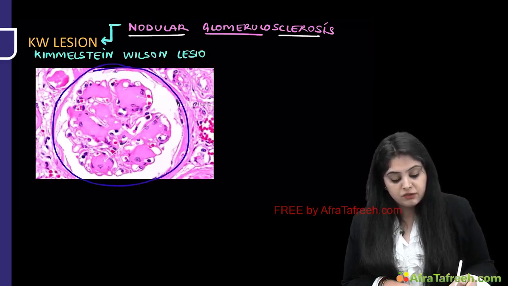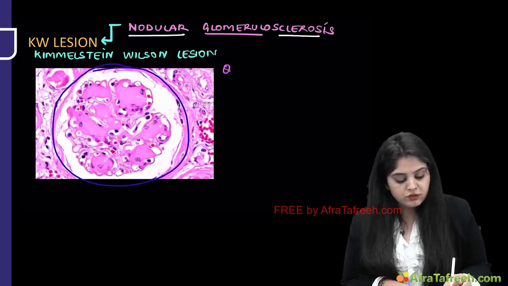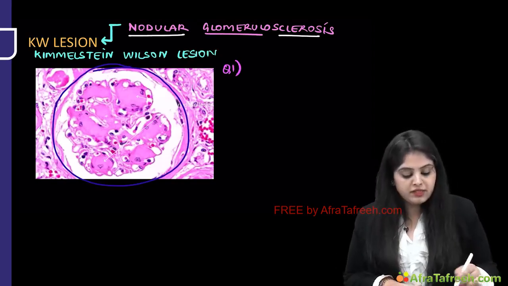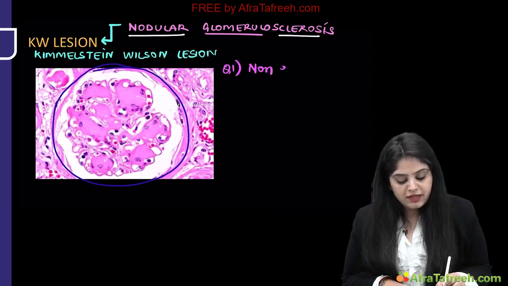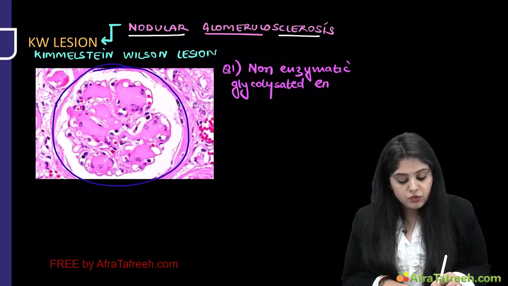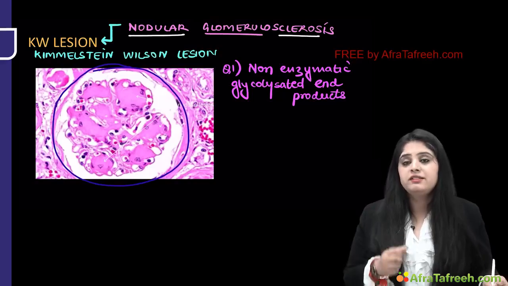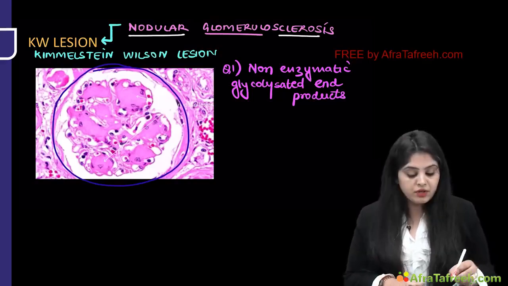And why am I spending so much time on it? Two questions. Firstly, what is that pink nodule formation? These are all non-enzymatic glycosylated end products, which you know is one of the major findings that happens in diabetes. In diabetes, there is glycosylation, right? There's a non-enzymatic glycosylation. So these are all the products.